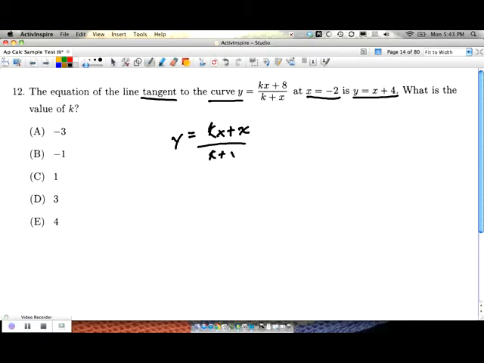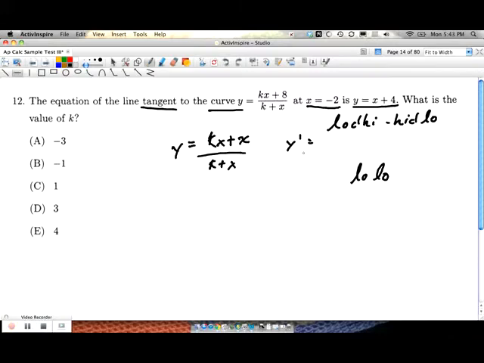That means that y prime is going to be, this is a quotient rule, so I have low d high minus high d low. Square the bottom and off you go. Low, low. Let's take that back, make it a little bit cleaner. Let's make it really clean. There we go.